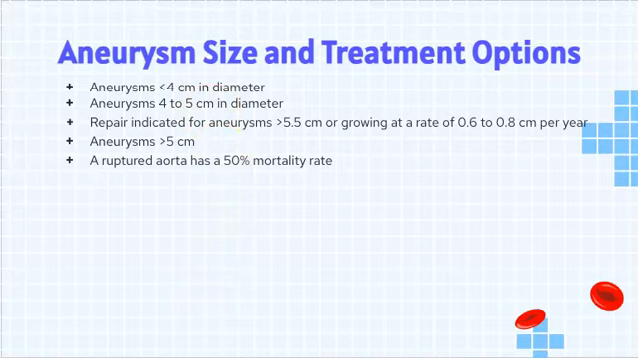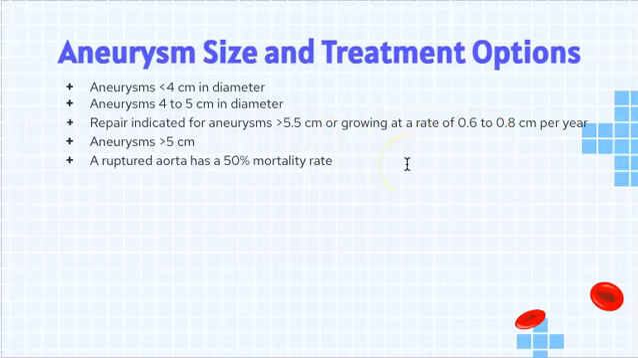So aneurysms less than 4 centimeters in diameter are going to be followed every 6 months, with an intervention if the patient becomes symptomatic. So think of those clinical findings. They might have some abdomen pain, they might have shortness of breath, things like that. For aneurysms 4 to 5 centimeters in diameter, surgical intervention may be suggested. And then repair is indicated for aneurysms that are larger than 5.5 centimeters or growing at a rate of 0.6 to 0.8 centimeters per year.